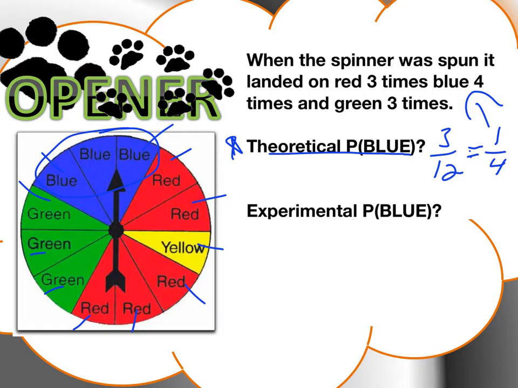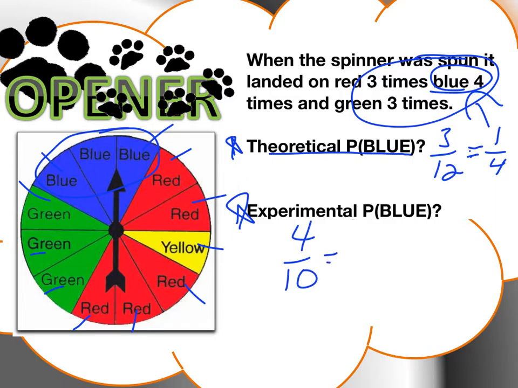Should. Now, when I actually did the experimental probability, I landed on blue 4 times, and that's 4 out of the total 10 that I spun. So that's 4 out of 10. That simplifies to 2/5. Two different answers because there's two different types of probability.